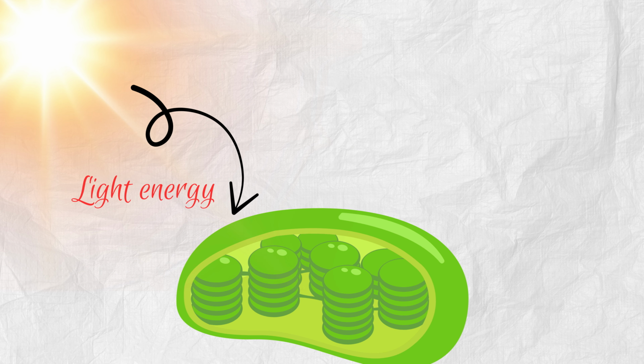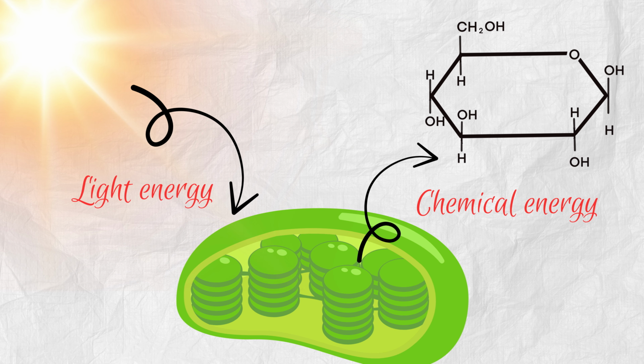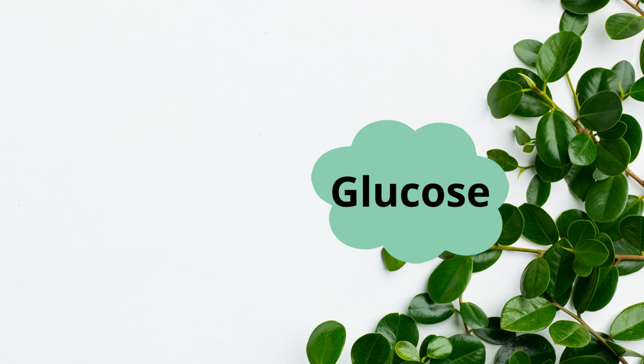Chlorophyll is the green pigment found in chloroplasts. Its role is to absorb light energy and transfer it into chemical energy, which is then used to build glucose molecules. The glucose made in photosynthesis has several uses.